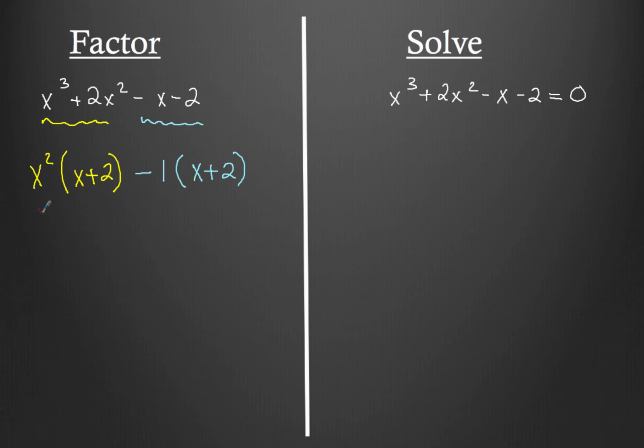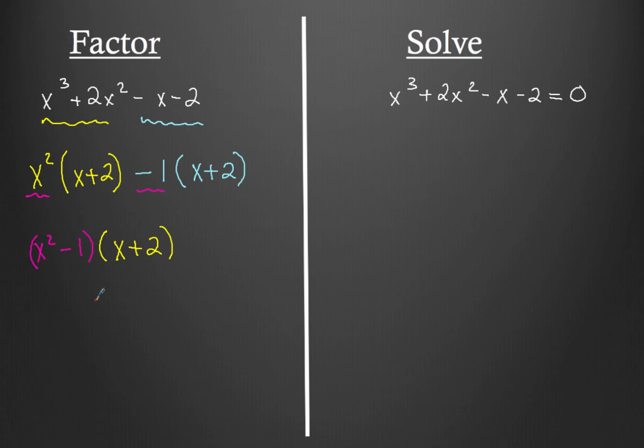Now, what you're going to do next is you're going to take this x squared and this minus 1, and you're going to put those two guys together. So I'm going to have x squared minus 1. And then the two factors that are the same, well, you're just going to write that one time. So x plus 2. Now you can continue to factor this, and you're a good math student.